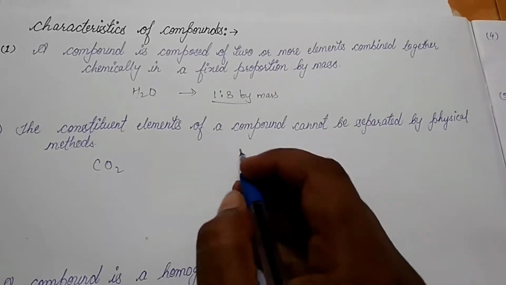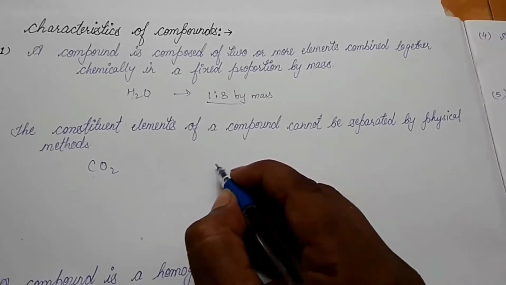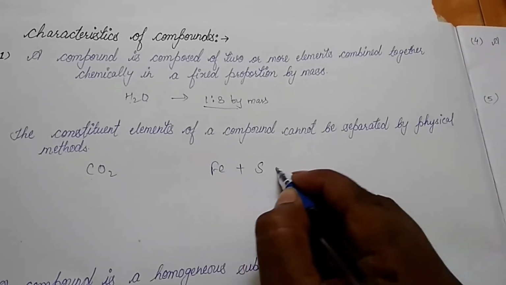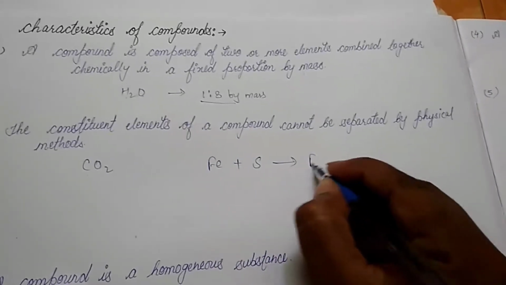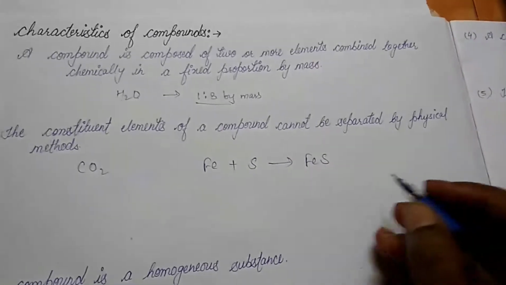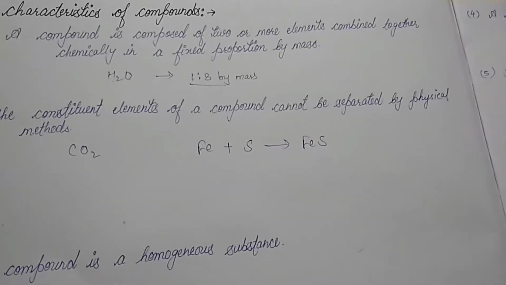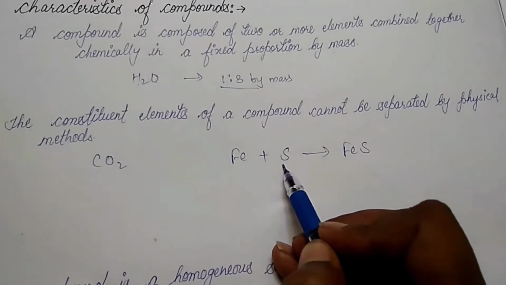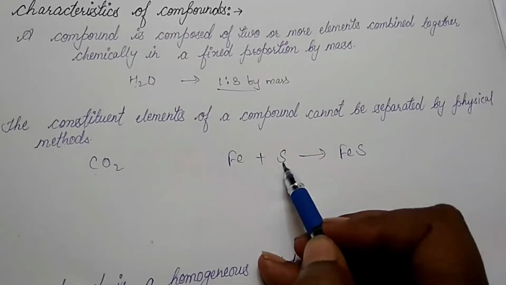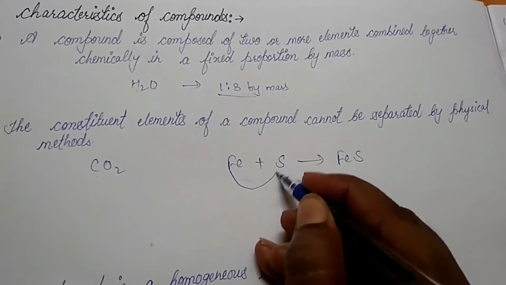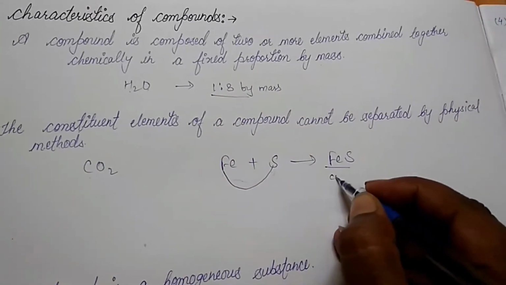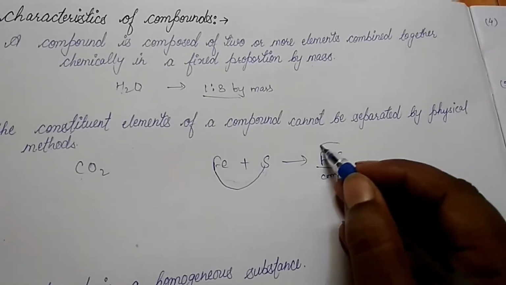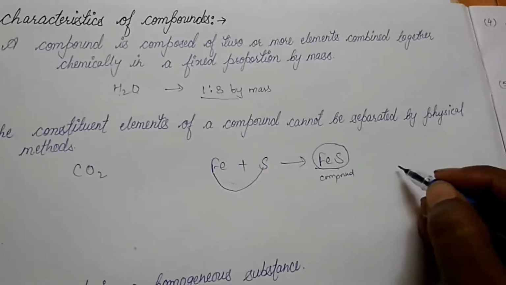For example, children, suppose this is iron, and when it combines with sulfur, it gives iron sulfide. This is an element, this is also an element, and when these elements combine chemically, they always form a compound. Clear, children? Now take this iron sulfide in a china dish.